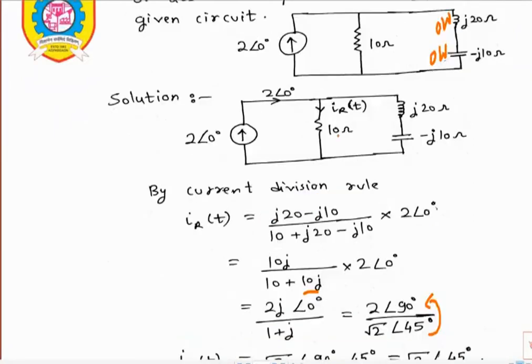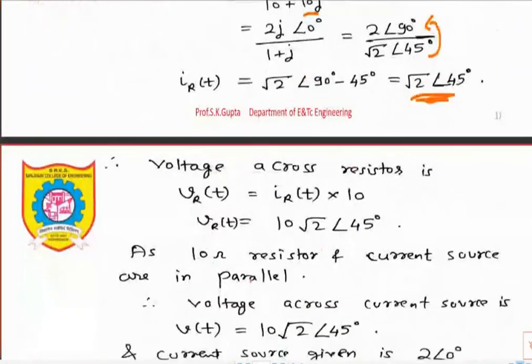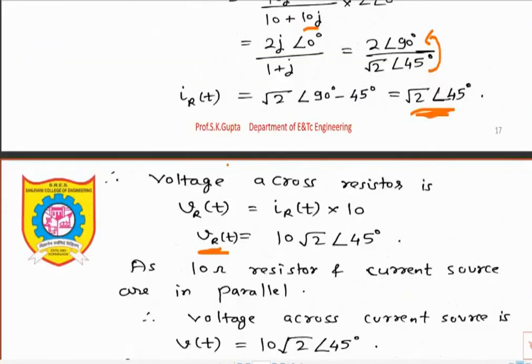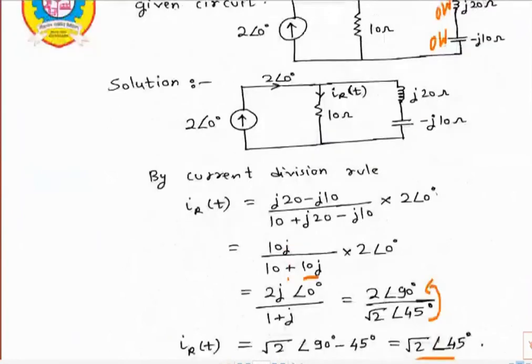So I got the current through the resistor and I know the resistor value also. I can get the voltage across the resistor also. VR of t equal to IR of t into 10, the resistance value, Ohm's law. So the voltage across the resistor is 10 into root 2 angle 45 degree. Very simple. As the 10 ohm resistor and current source are in parallel, the same VR of t will appear across the current source also.